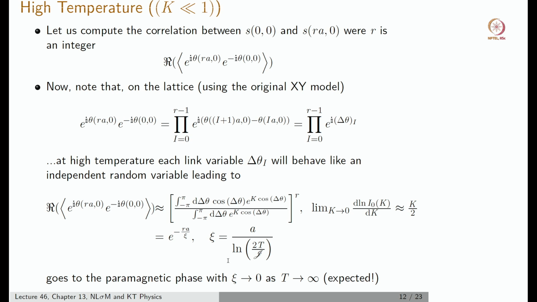Okay, so at least we learned some techniques of how to do this calculation, but physics wise I think we could have guessed this even otherwise. So high temperature phase is a short range correlated paramagnet. So this is the result.